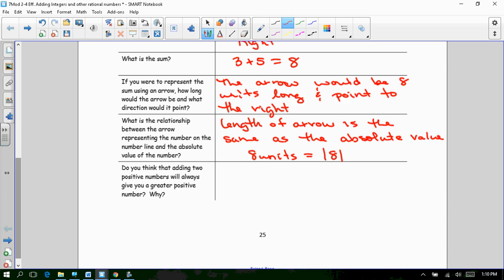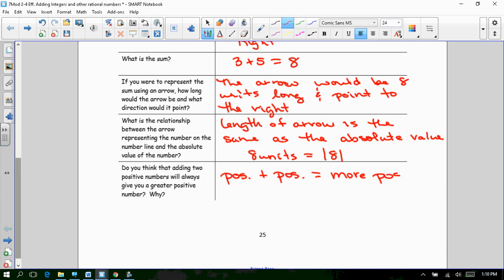They're the same. Okay? Do you think that adding 2 positive numbers will always give you a greater positive number? Yeah, you've been doing this for a long time, right? A positive number plus another positive number equals an even more positive number, right? It's going to be more positive. It's going to be bigger. It's kind of how math has worked pretty much your whole entire lives until you started working with these integers, right?